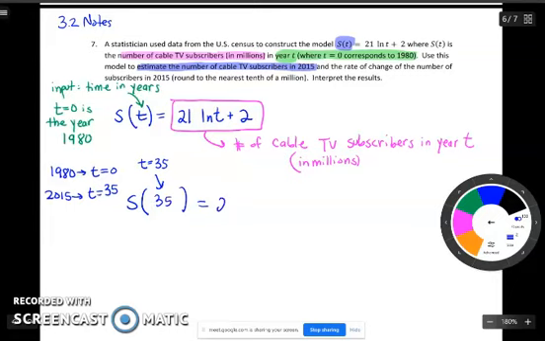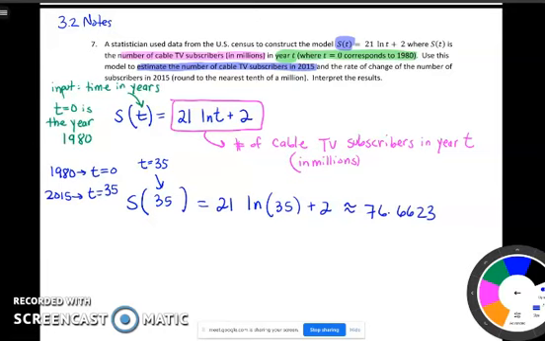And then if I follow the rule, 21 times the natural log of 35 plus 2, that'll calculate the number of TV subscribers in millions, which is what? I got 76.6623. We're being asked to round to the nearest tenth of a million, so I'll round to the nearest tenth there. I'll just round up to 76.7. And again, this is million. This is telling us million cable TV subscribers.